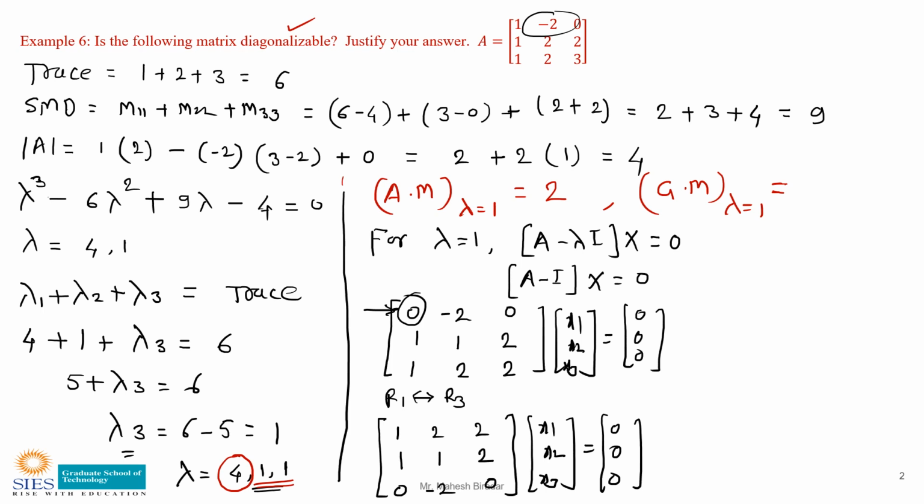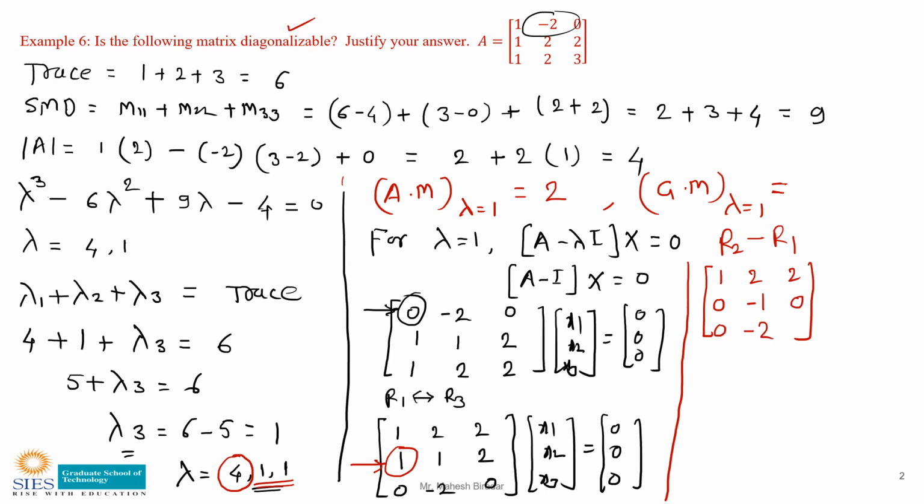Now we will use one more transformation to get 0 over here. So I'm going to use R2 minus R1. If I use R2 minus R1, the first row is 1, 2, 2. This will be 0. 1 minus 2 is negative 1. 2 minus 2 is 0. This is 0, minus 2 and 0, into x1, x2, x3 is equal to 0, 0, 0.